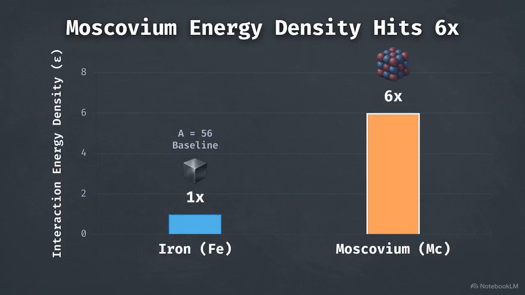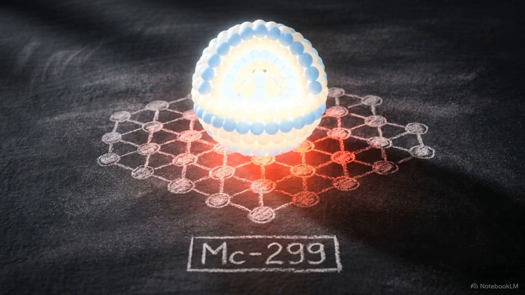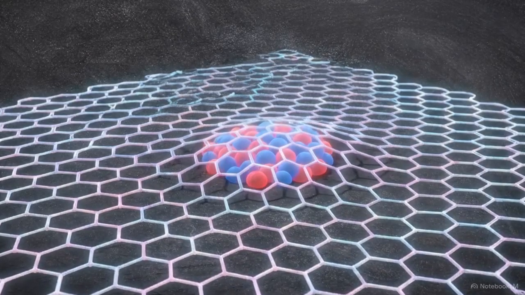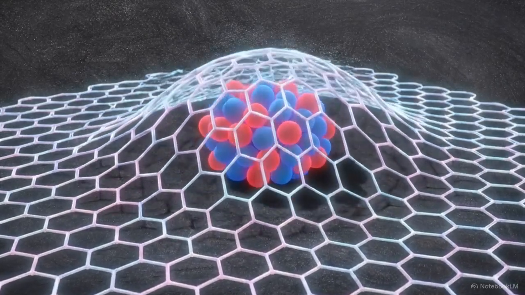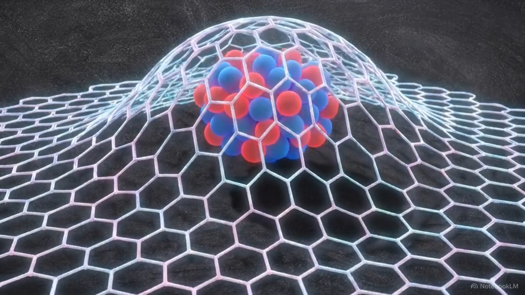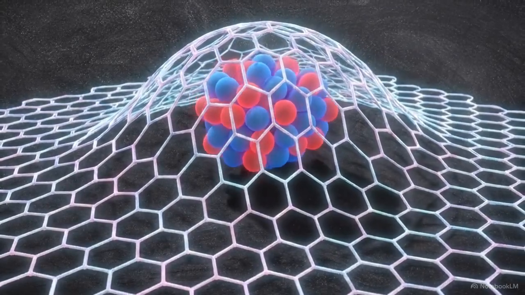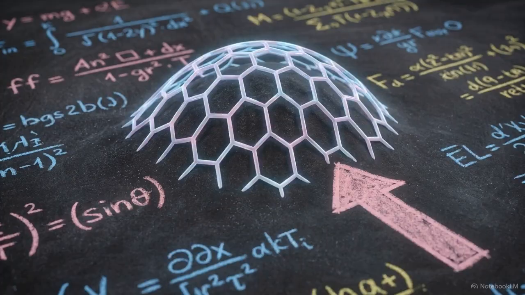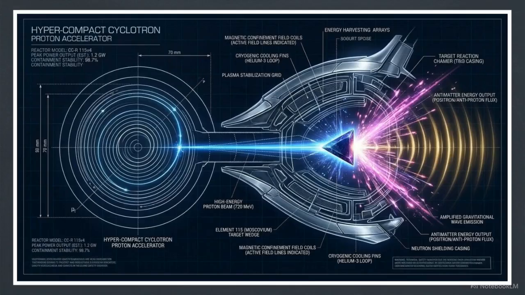But as mass approaches atomic number 115, the energy density sits nearly 6 times higher than that of iron. At an atomic mass of 299, Moscovium reaches the exact saturation limit of the vacuum fluid itself. This extreme density spike forces the superfluid vacuum to bulge outward. The superdense electron core is compressed directly against this boundary layer, creating a localized macroscopic deformation of spacetime known as a metric hill.